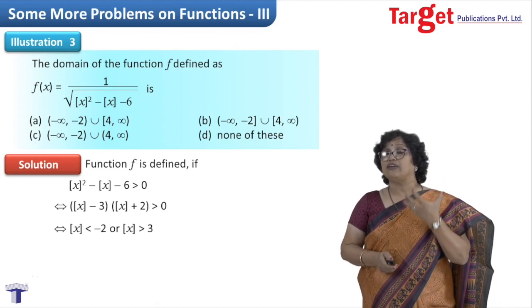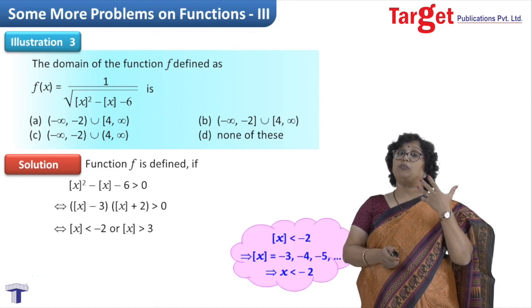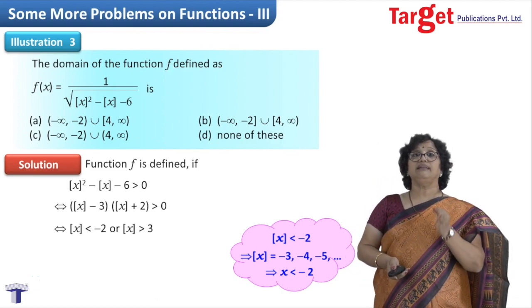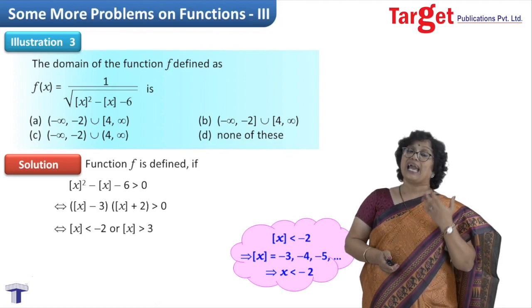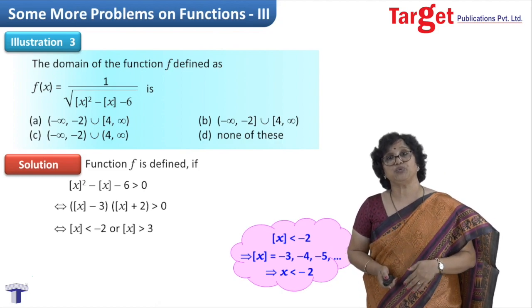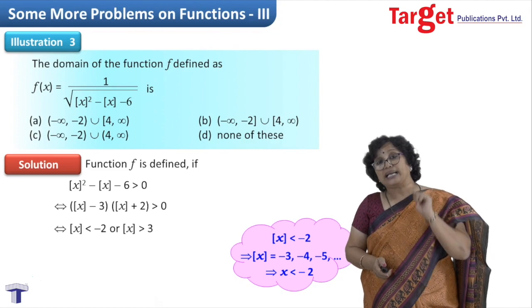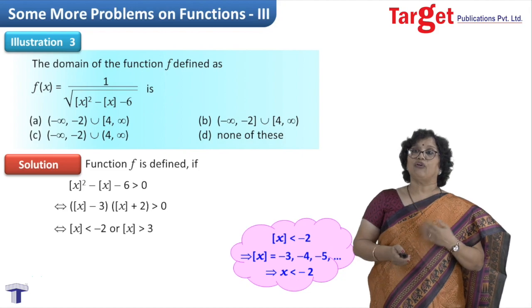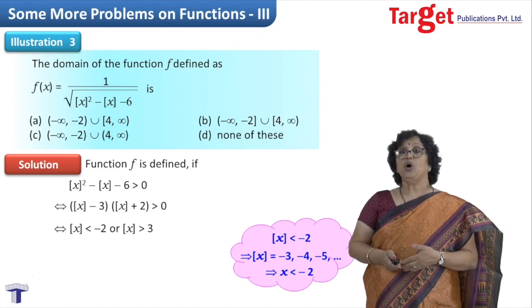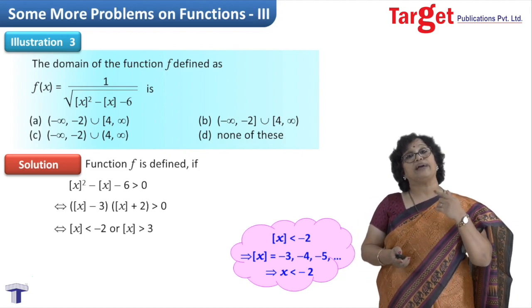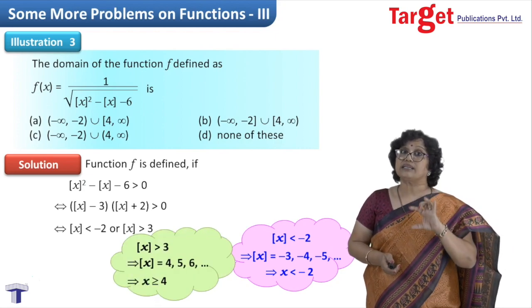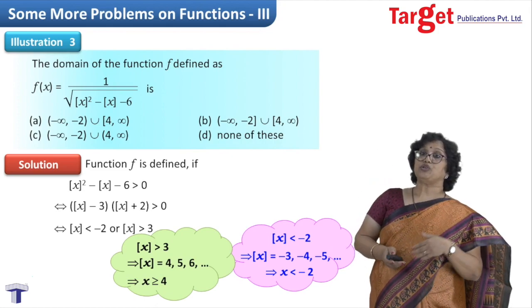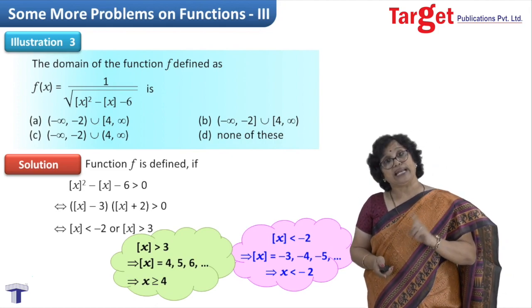And that gives me now information about x, which points I can take and which points I will reject. Now greatest integer of x less than minus 2 tells me that x will have to be less than minus 2. Why? Because I want greatest integer of x to be minus 3, minus 4, minus 5, etc., for which x will have to be less than minus 2. Also, greatest integer of x greater than 3 tells me that greatest integer of x can be 4 or 5 or 6 and further. So what would be x? x would be greater than or equal to 4.